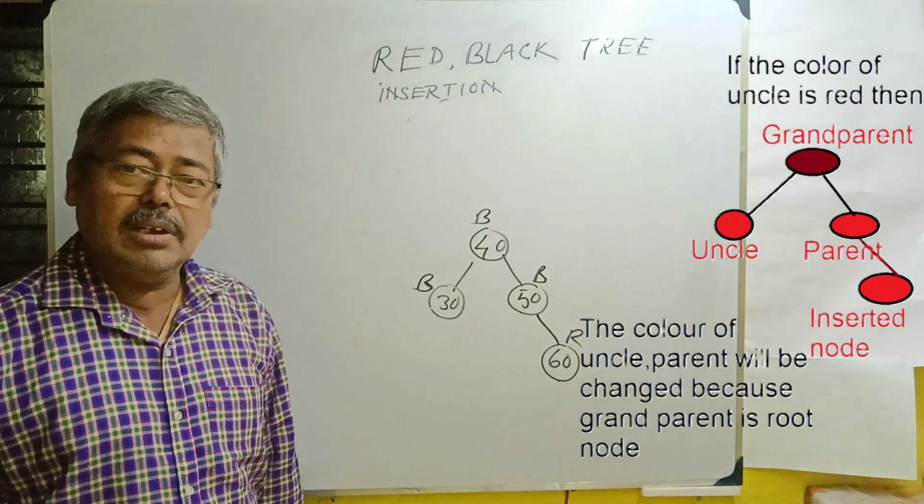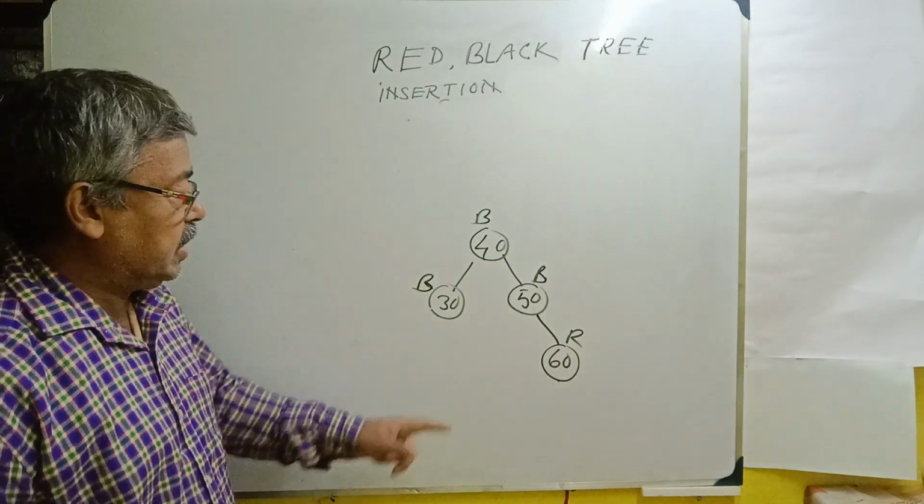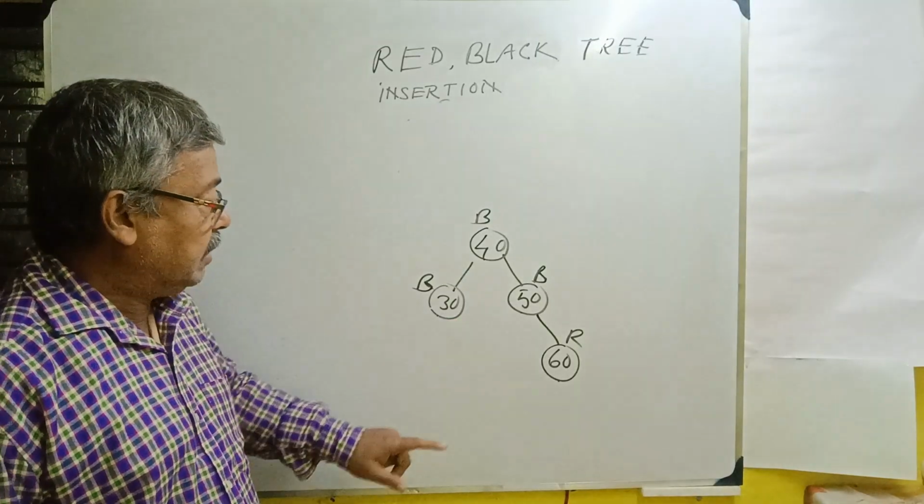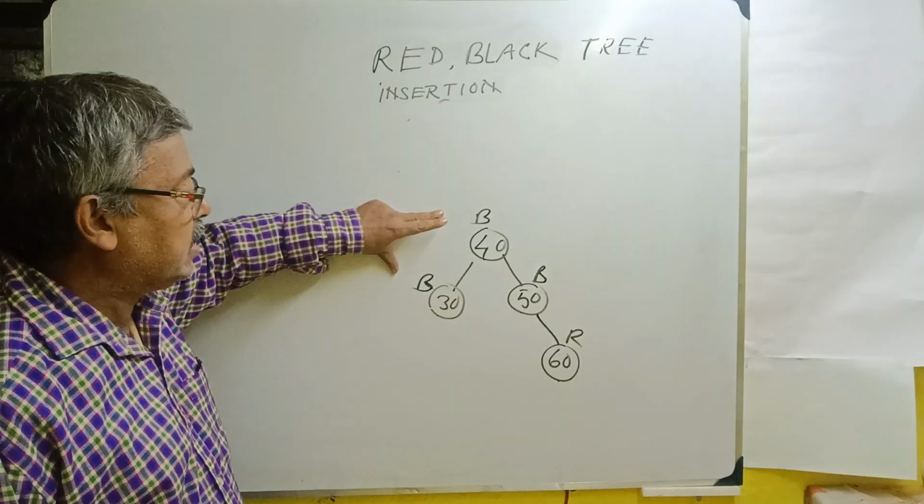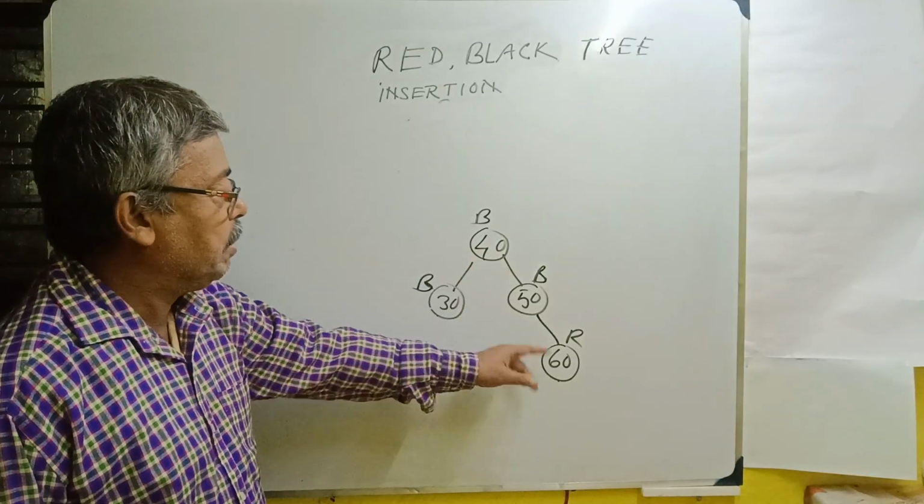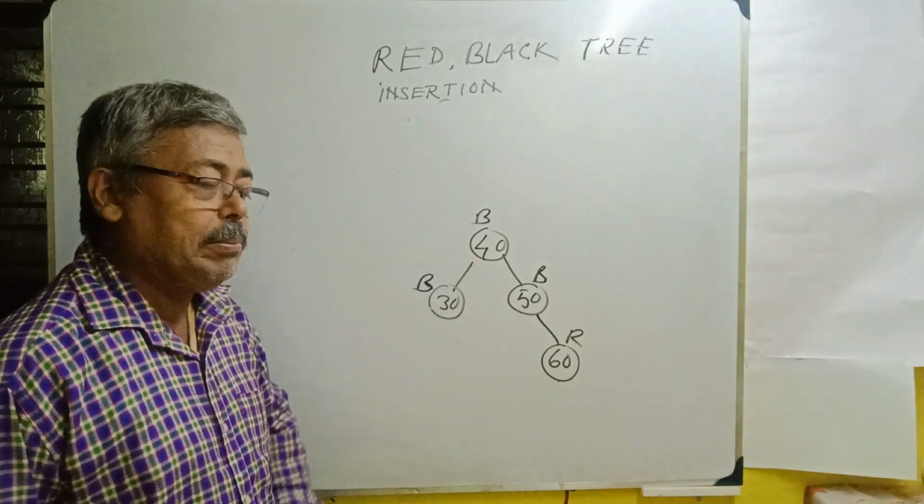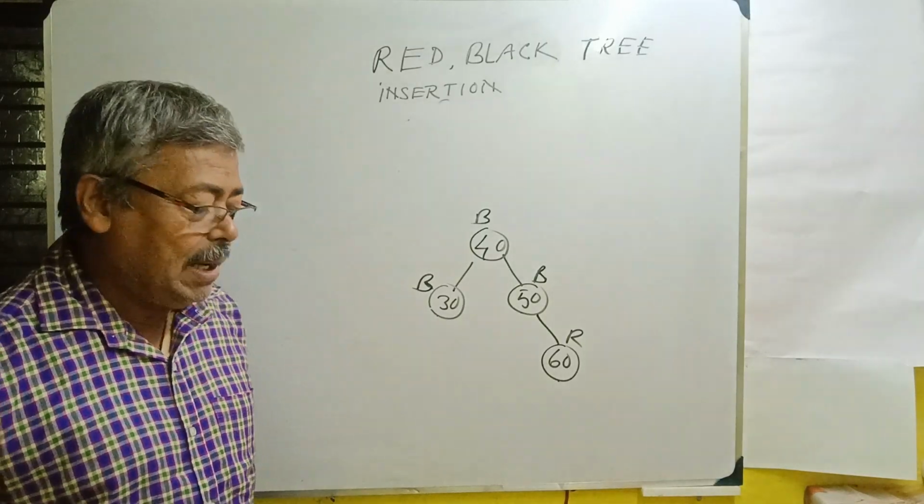If we see that it is a red black tree, the root is black, from the root to the leaf there are 2 black nodes, and in this part from the root to the leaf there are also 2 black nodes. No red-red conflict is there, so it is a red black tree.